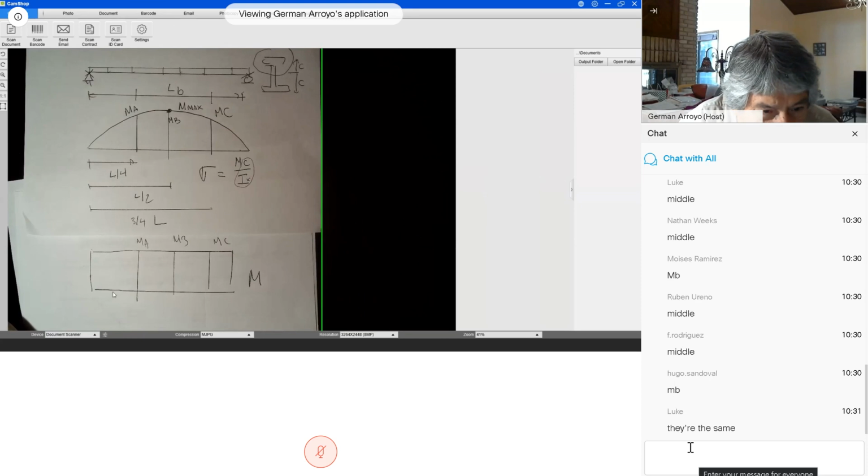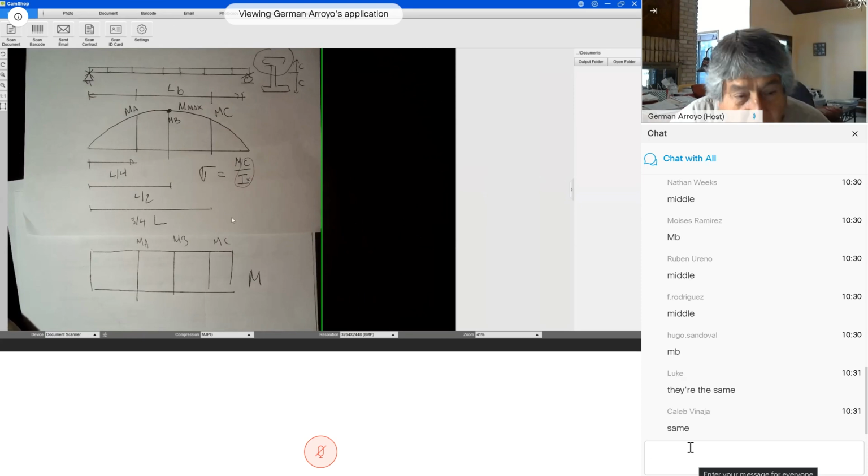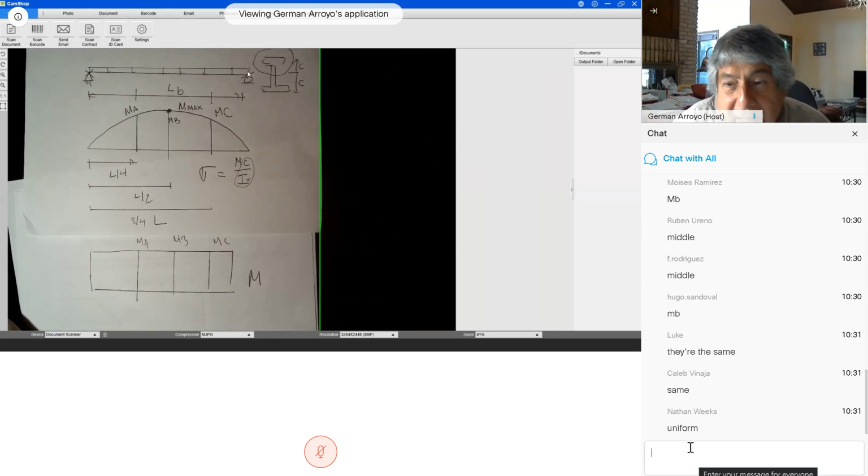So look, this is the moment diagram. They are the same, and that's the right answer. It means that everywhere, and here, they have the same compressive stress.